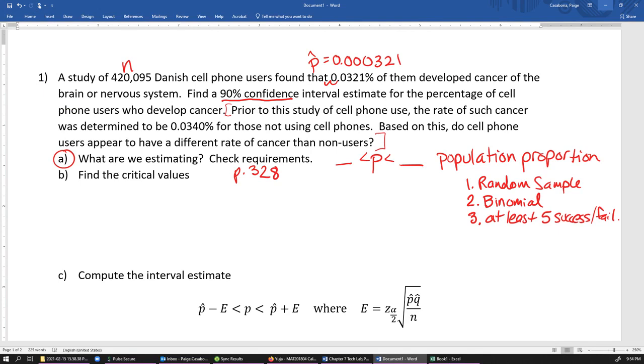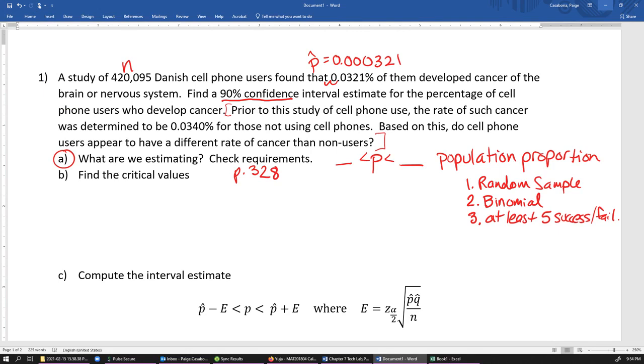The rest of this is just looking at the rate of cancer in the population of people who do not use cell phones. And we're going to compare our answers to that. So the second part is a second question after we're done with the interval estimate. I'm going to set that aside for now.